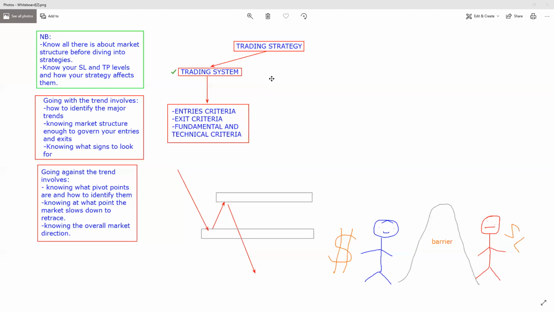Secondly, once you get to know your trading system, always know your SL and TP levels.